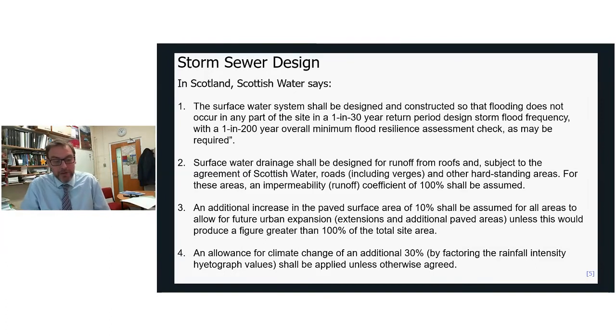An allowance for climate change of an additional 30% is placed on the rainfall. So you estimate your rainfall based on 100% runoff rate from your roads and verges, etc. And then on top of that you add 30%, and that's to ensure that, up to the 2080 scenario, there's no flooding in new developments as a result of climate change.